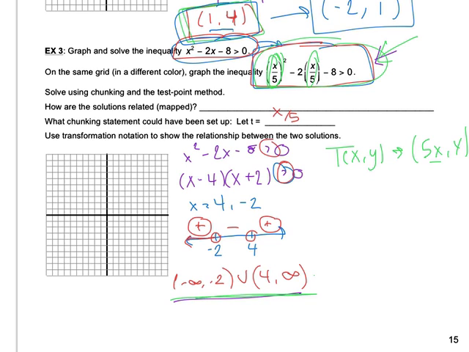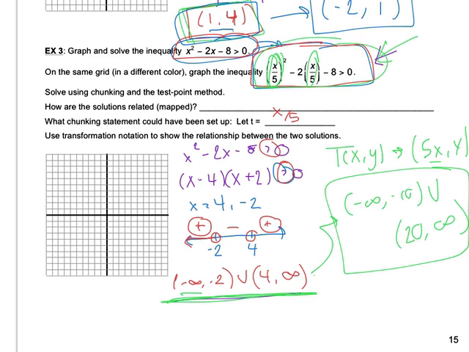So the solutions to this inequality: multiply my x's by 5. Well, these are all x values. What's negative infinity times 5? Negative infinity. Negative 2 times 5, negative 10. Union, 4 times 5 is 20. Infinity times 5 is infinity. Here's the solution to this more complicated inequality, where we just used a transformation. Instead of solving this, you can solve the simpler version of that to get the solution for the more complicated version.